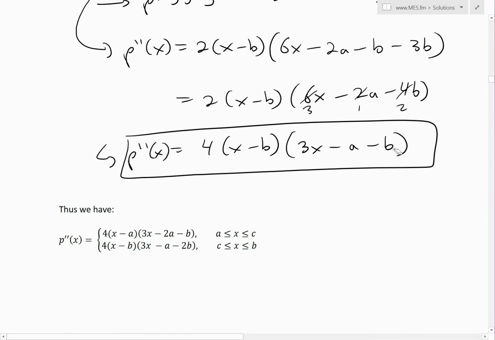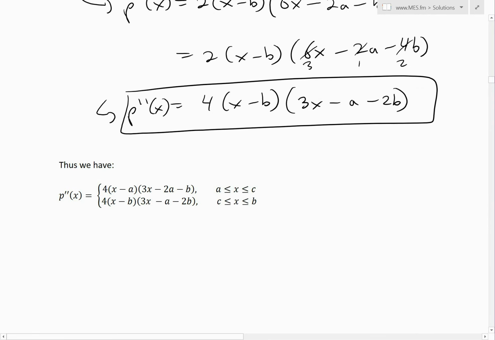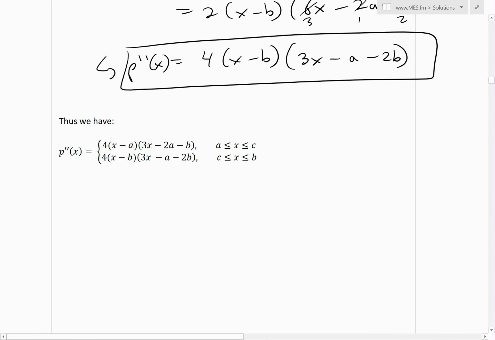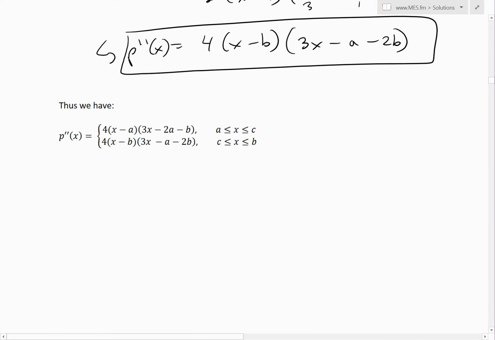Whoops, I'm forgetting a 2 right there, 2b. So what we have is this. The second derivative is 4x minus a, 3x minus 2a minus b. This is for the left side. The right side, same thing, but there's a b and then there's a 1a negative 2b as opposed to 2a 1b. So now what we're going to do is check the continuity that we defined, that up to the second derivative it's equal.